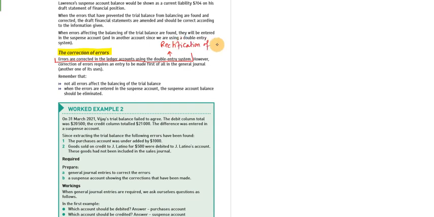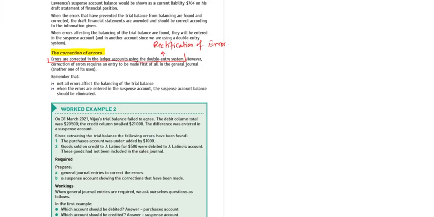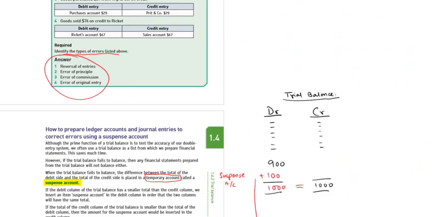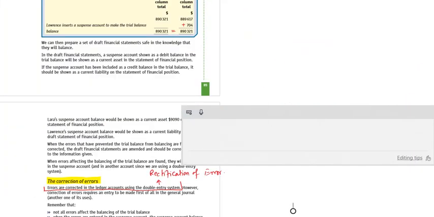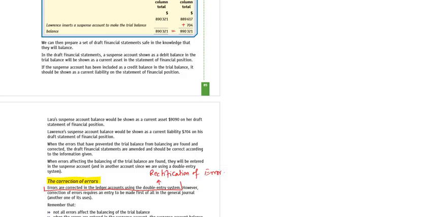Rectification of error. This is what we have discussed in this lecture. So this is the journal entry. This is the correcting journal entry which we will use to rectify the error.